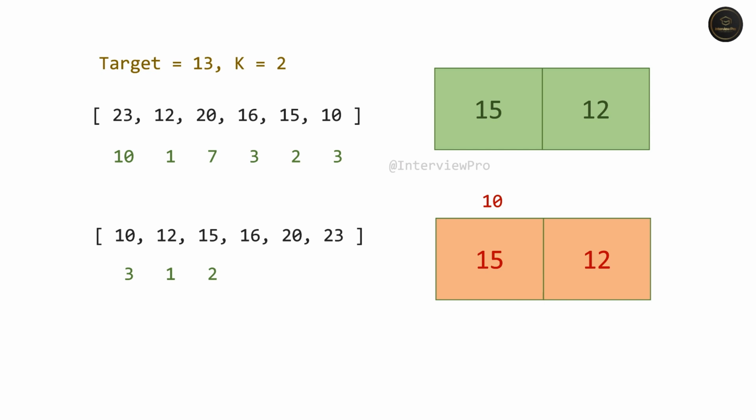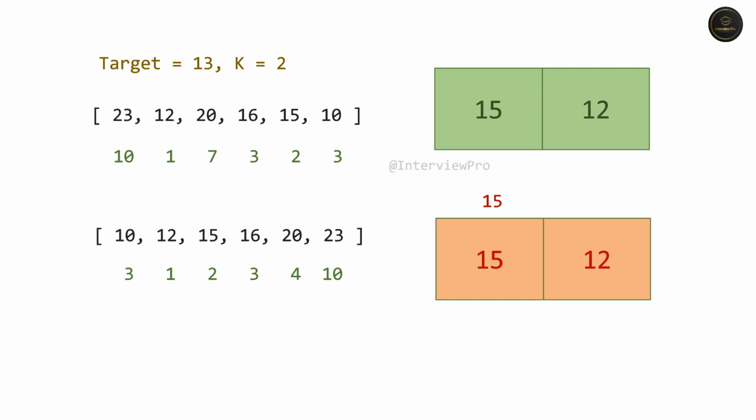Compared to 10, which is at a distance of 3, 15 is more closer, right? It's at a distance of 2 from 13. So I'll remove 10 from our closest values list and I'll add 15. Then we have 16, which is at a distance of 3. So there won't be any change to our closest array values. Then we have 20, the distance is 4, so no change. 23 is at a distance of 10, so our two closer values would still be 15 and 12.